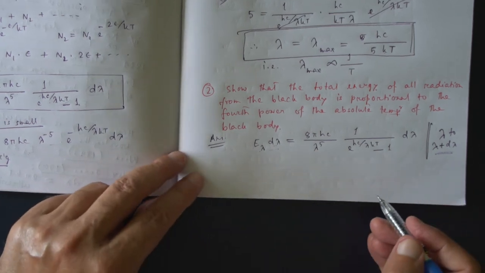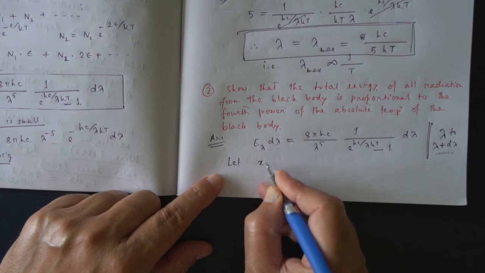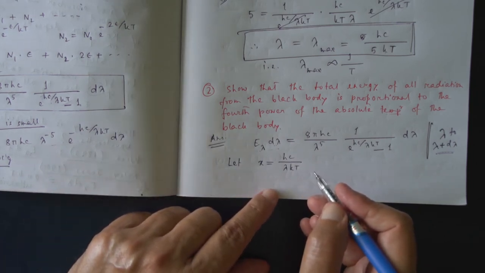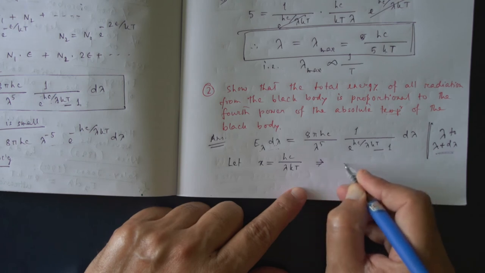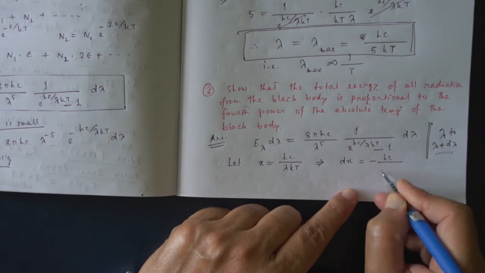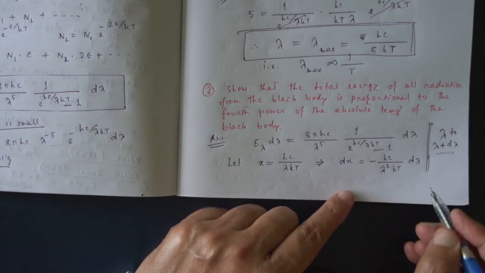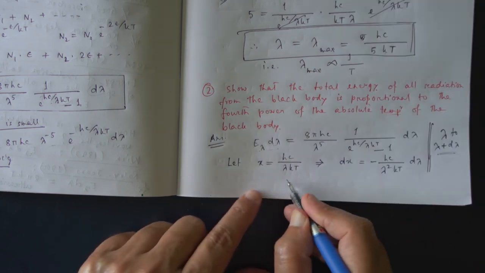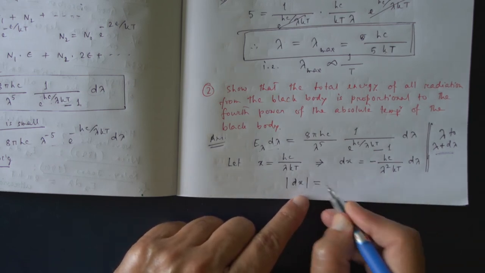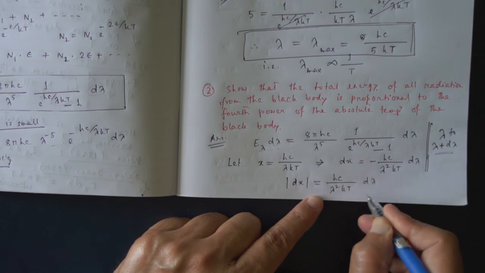For doing the integration, let us do some substitution. Say x equal to hc by lambda kT. From this, dx will be equal to hc by lambda square kT d lambda. We are taking the positive value, because we want to know the amount of energy and are not interested in sign.